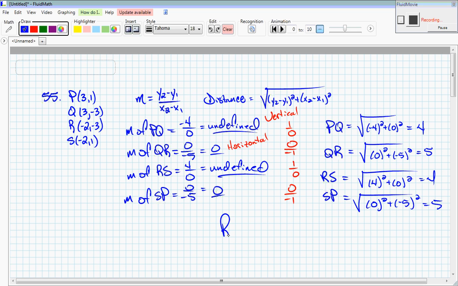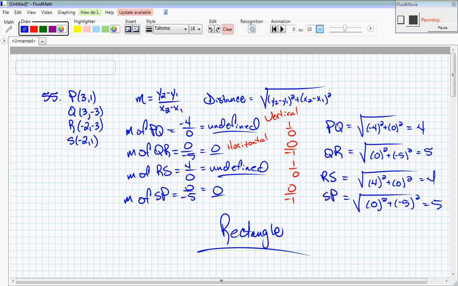So what we're dealing with is a rectangle, okay? And again, the reason being is we have 4 right angles. The reason we have that is because consecutive sides are perpendicular. Vertical, horizontal, vertical, horizontal, vertical. So we have 4 right angles. However, we do not have 4 congruent sides. We have opposite sides congruent, but not all 4 congruent sides. So we're dealing with a rectangle, not a square.